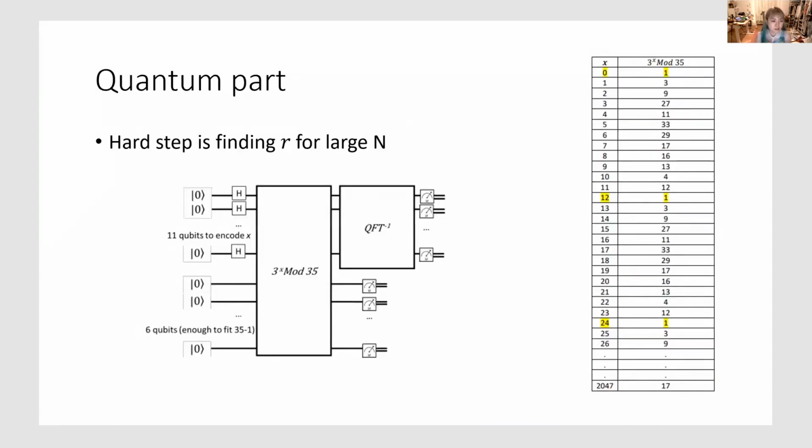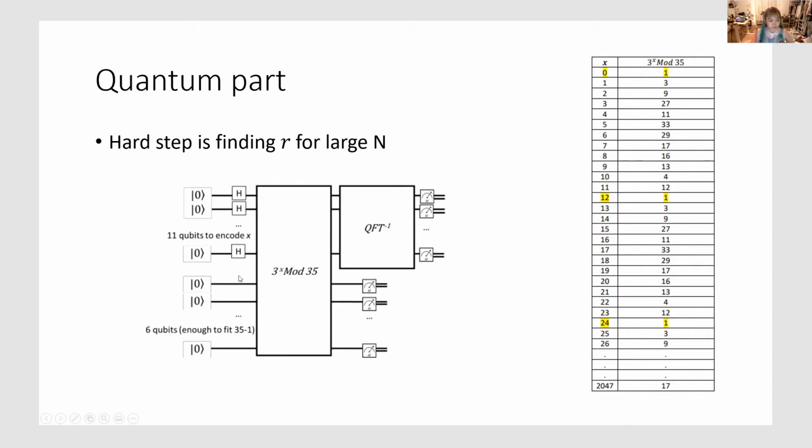But then the hardest step is really finding the period r for a large n. We see from this table with a small number that 12 is the answer, but if n is super big, then there's no way you can do that classically. That's where quantum computing comes to the rescue, or messes it up, by introducing a very efficient way to get the periodicity r. And this is how that circuit would look, and it basically comes in 3 parts.